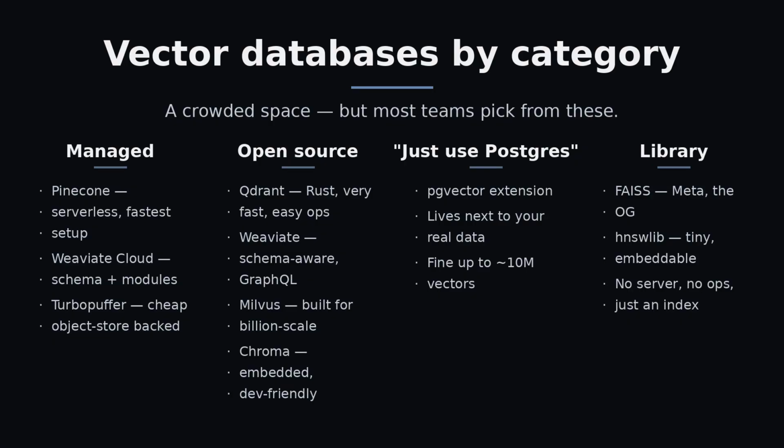Then there's the Just Use Postgres camp. The pgvector extension turns Postgres into a competent vector store, and your vectors live right next to the rest of your data. And finally, the libraries. FAISS from Meta and HNSW, which aren't databases at all, just an index you embed in your own service. Different shapes for different problems.